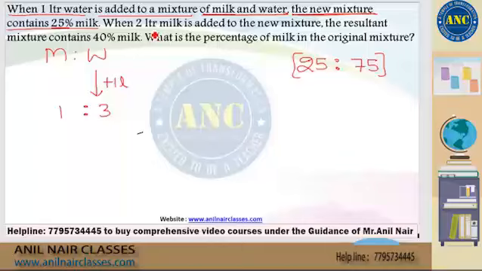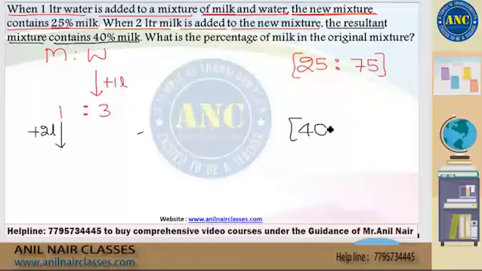Read the next statement. When 2 liters of milk is added to the new mixture, that means for this new mixture I am adding 2 liters of milk, the resultant mixture contains 40% milk. 40% milk means the remaining 60% should be water. 40:60 is nothing but 2:3. The new mixture now is 2:3. Now, what is the question?